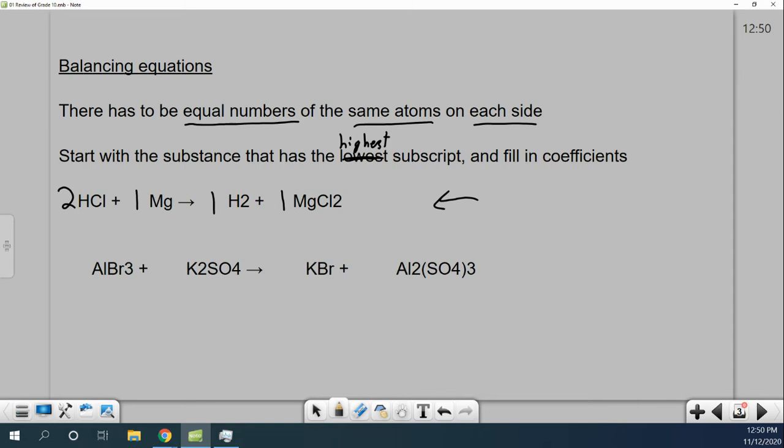For our next one, where's my biggest? Maybe this 3 here. I have 3 SO4s. So remember, if you have polyatomics, they can travel together.